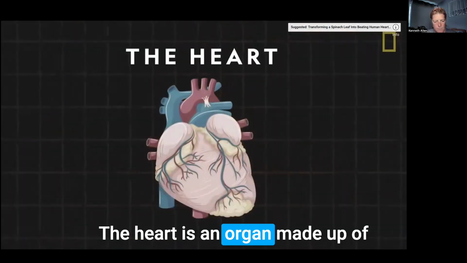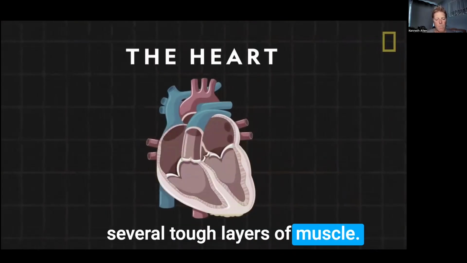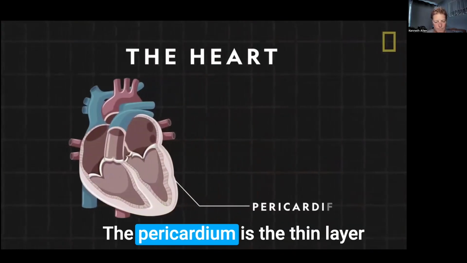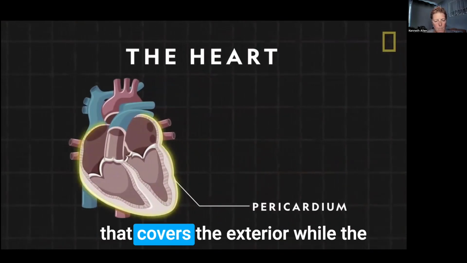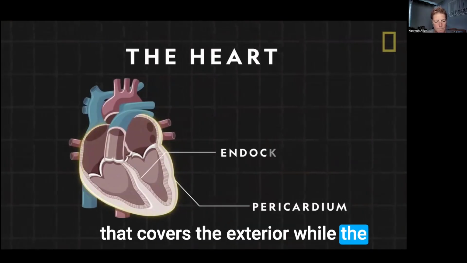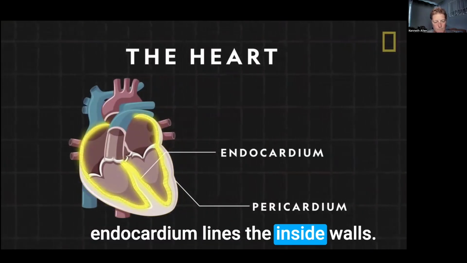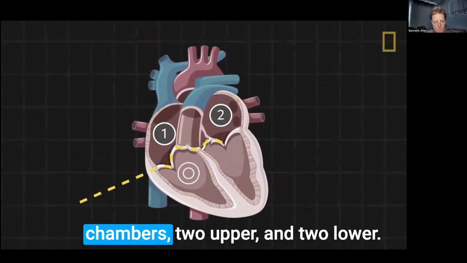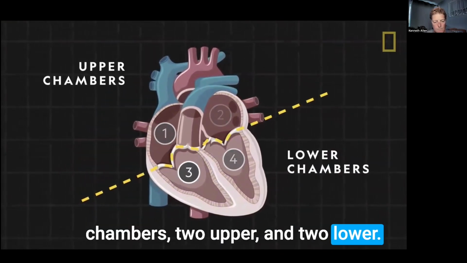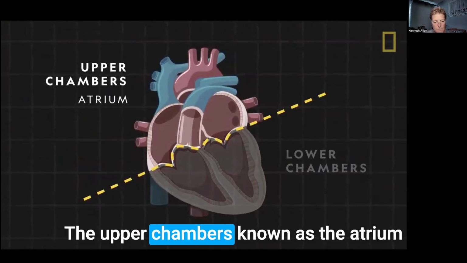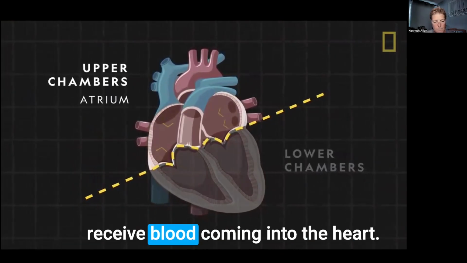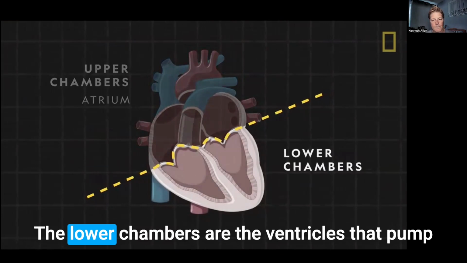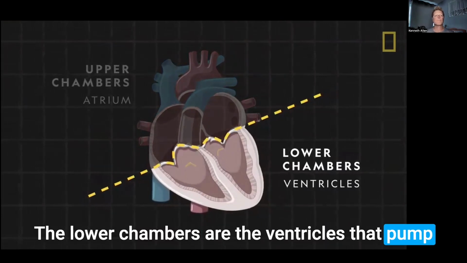The heart is an organ made up of several tough layers of muscle. The pericardium is the thin layer that covers the exterior, while the endocardium lines the inside walls. The heart is divided into 4 chambers, 2 upper and 2 lower. The upper chambers, known as the atria, receive blood coming into the heart. The lower chambers are the ventricles that pump blood out.